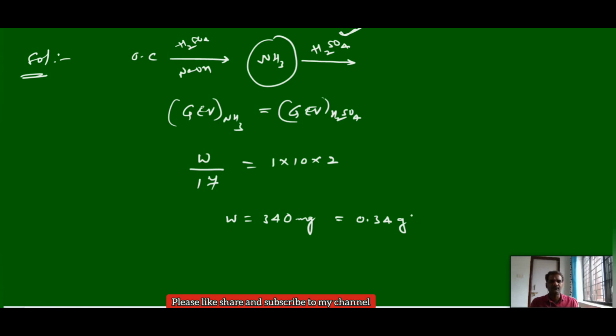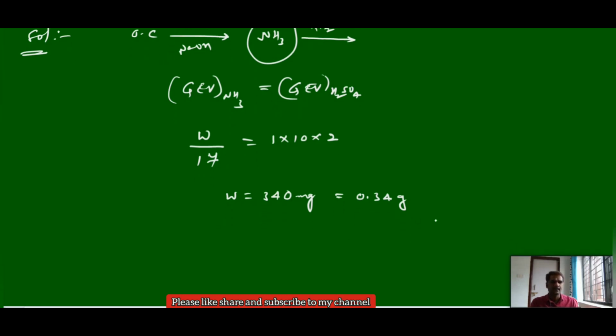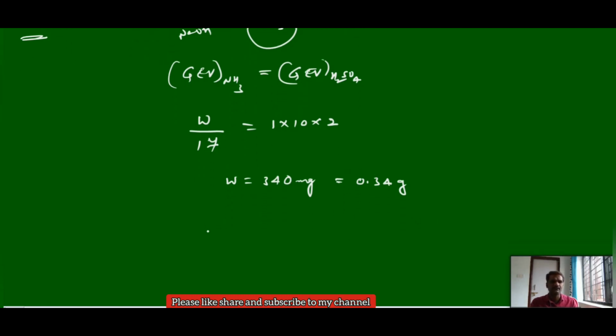So now we got the weight of ammonia. Then weight of nitrogen: we know that 17 grams of ammonia contains 14 grams of nitrogen, then 0.34 grams of ammonia should contain how much? 0.28 grams of nitrogen.